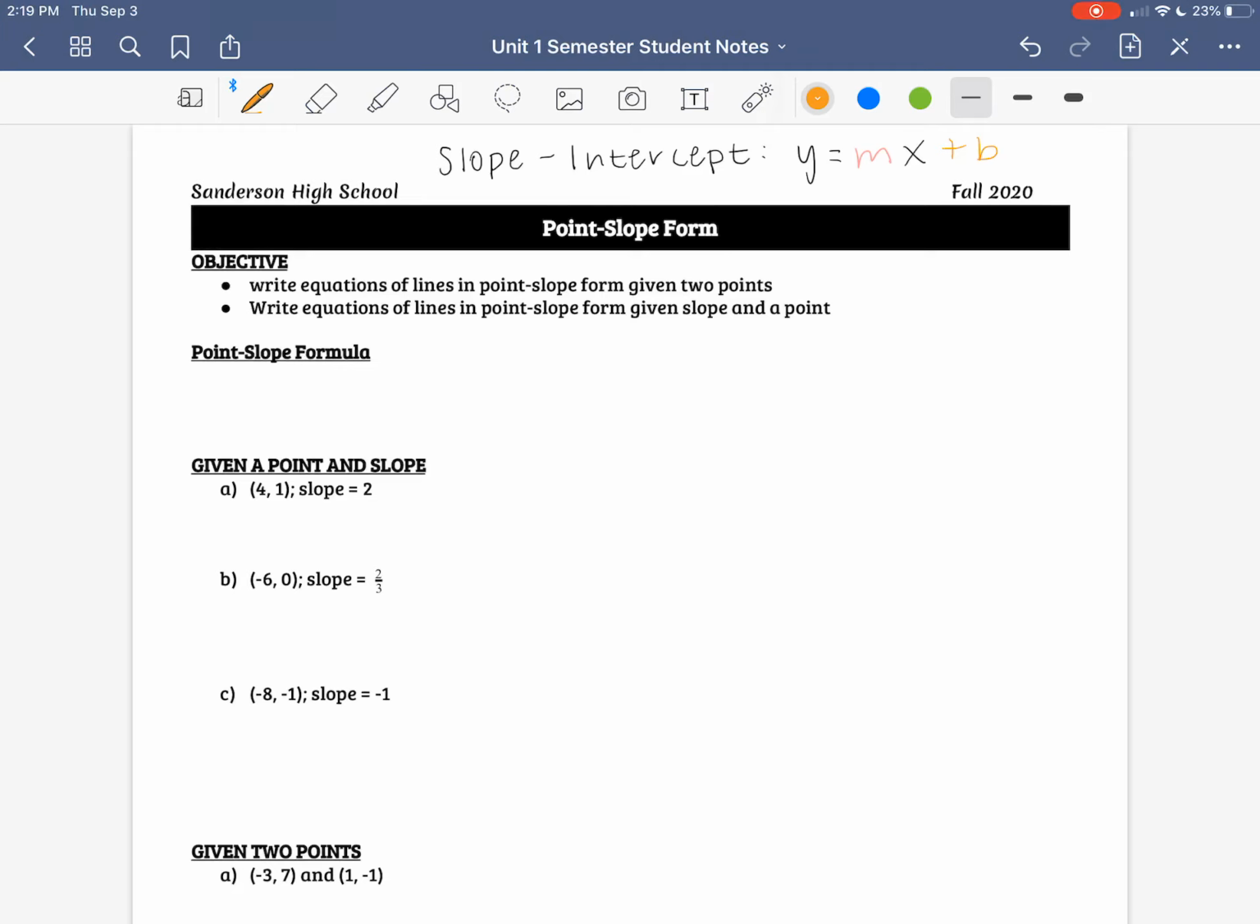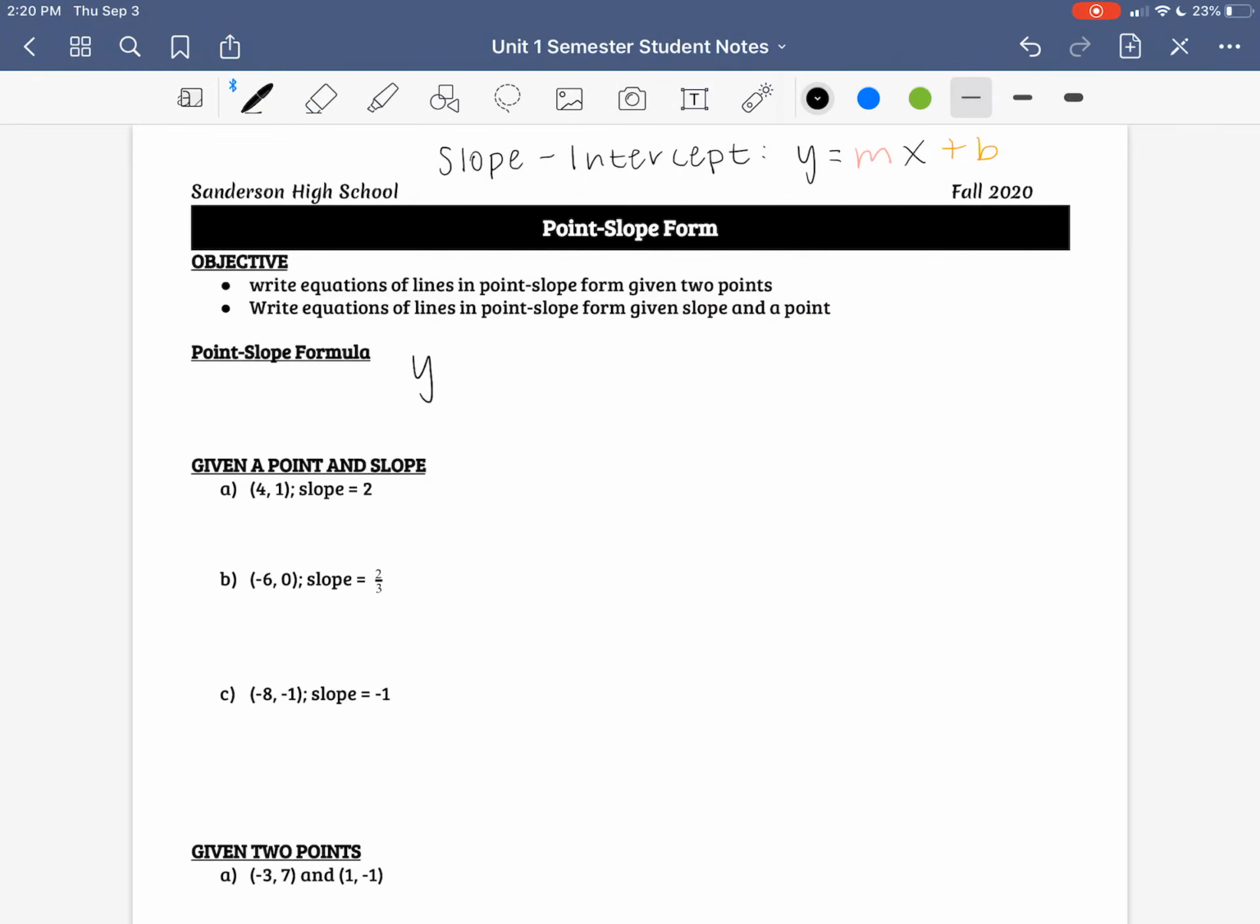We're going to work with a form today called point-slope form. And point-slope form is a different way of writing an equation that, hence the name, only requires that you know a point, any point, and the slope. You do not specifically need to know the y-intercept for this equation. So point-slope form looks like this.